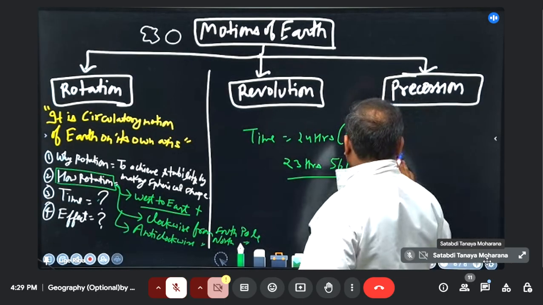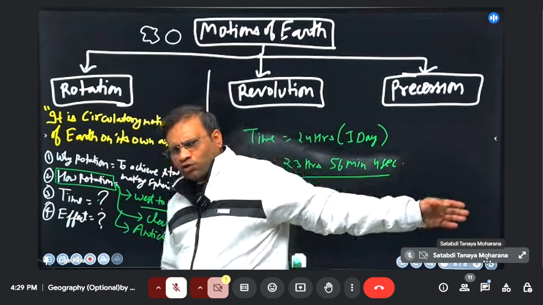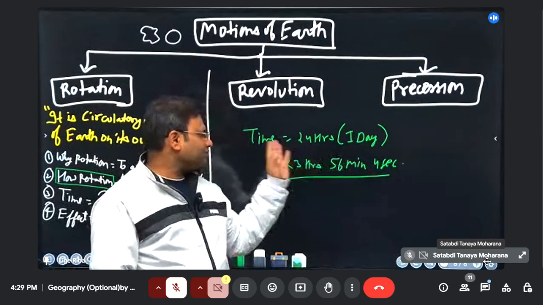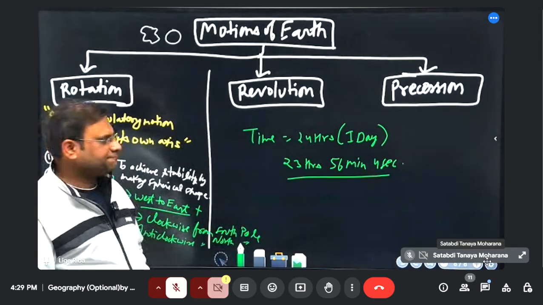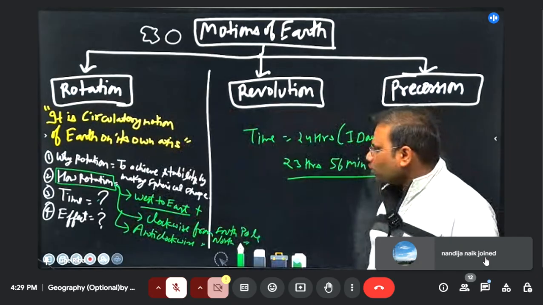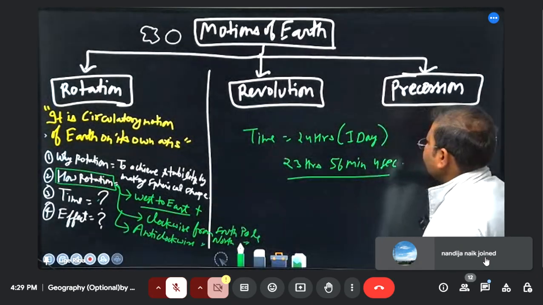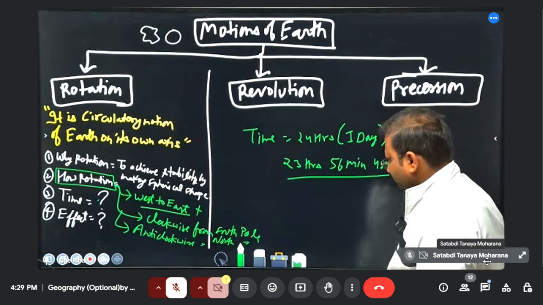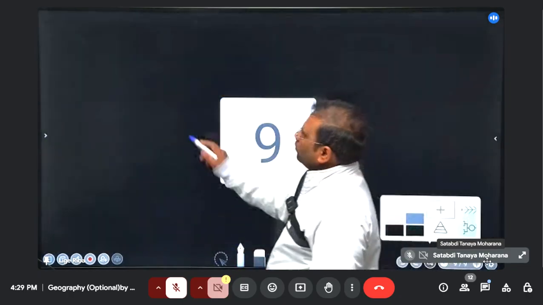That is the exact time. So almost 24 hours. Less than 4 minutes is left. Then it is 24. But this is the real time taken by Earth to rotate. Is it done? But the important thing is what are the effects of rotation. So for that we have to shift to the next page. Effect of rotation.